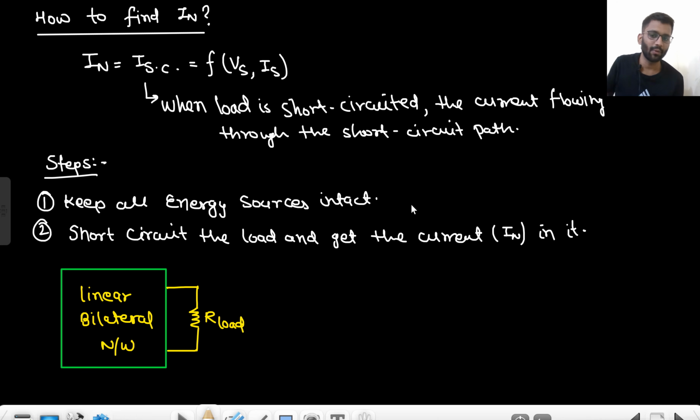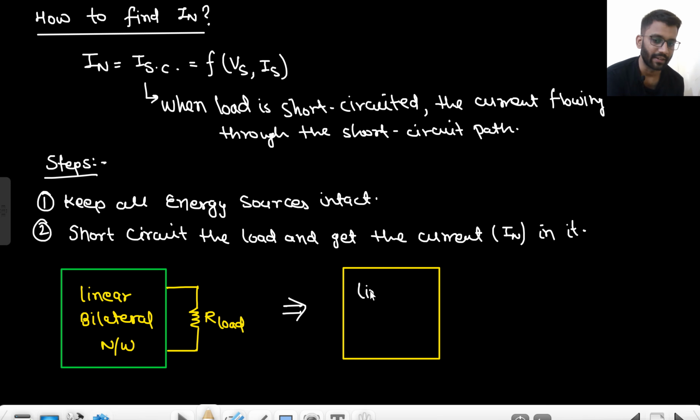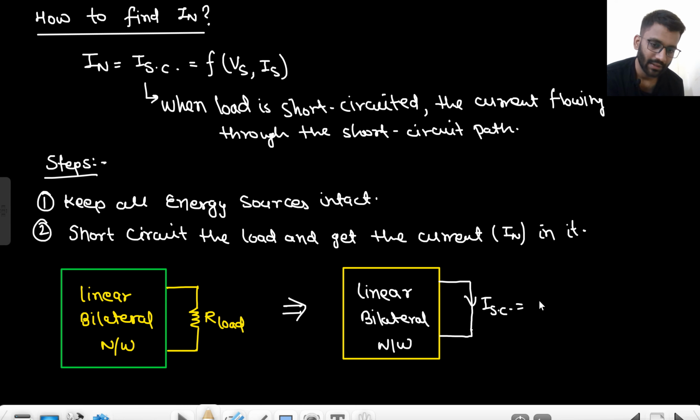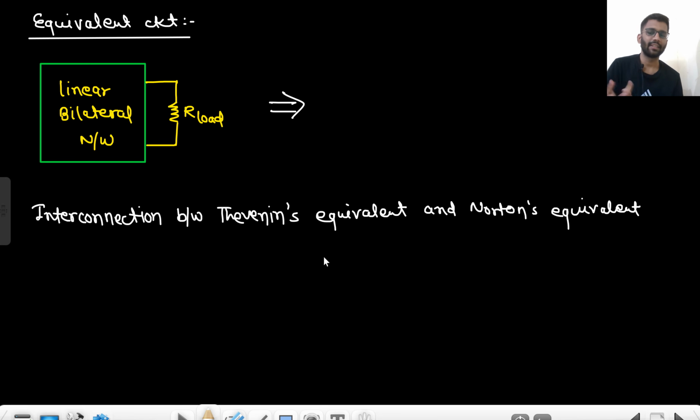And how will you find the Norton current? What are the steps? First, you will keep all the energy sources intact, and the second thing you will do is short circuit this load and just find the current. This is your linear bilateral network. You will do nothing with this linear bilateral network, it will remain as it is. Just one simple thing you will do: short circuit the load that you are having and find the current in it. So the short circuit current that you get will be equal to the Norton current.